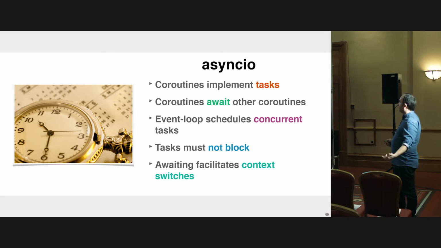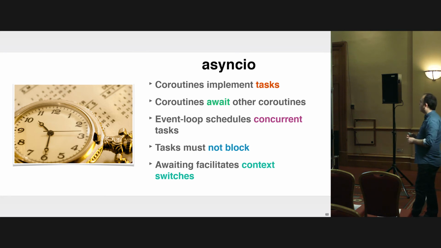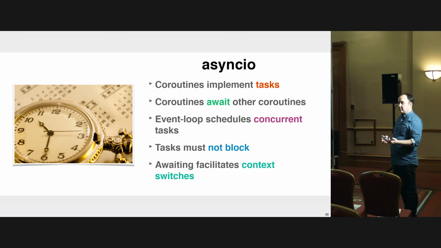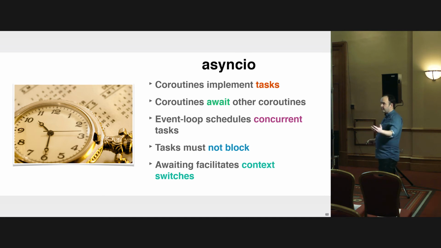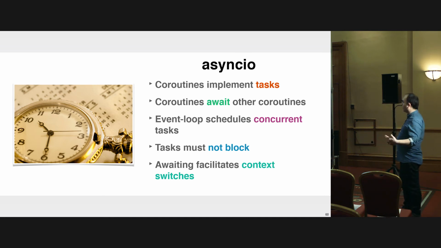So coroutines implement tasks. Coroutines await other coroutines rather than yielding from. The event loop schedules concurrent tasks. Tasks must not block, which is the question you just asked. Whenever we await, that's an opportunity for a context switch. And if we ever want to yield control without needing a result, just to give the scheduler a chance to run another task, the way you do that is await asyncio.sleep(0).